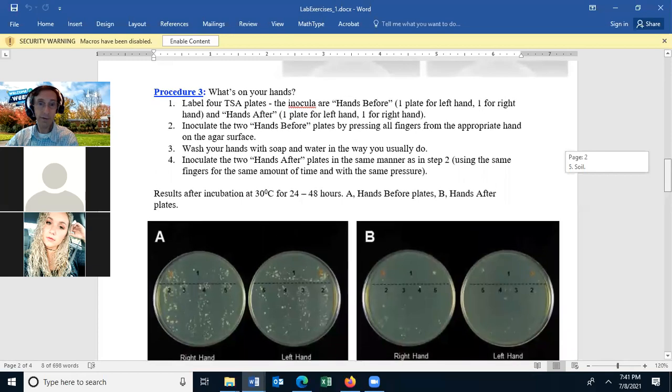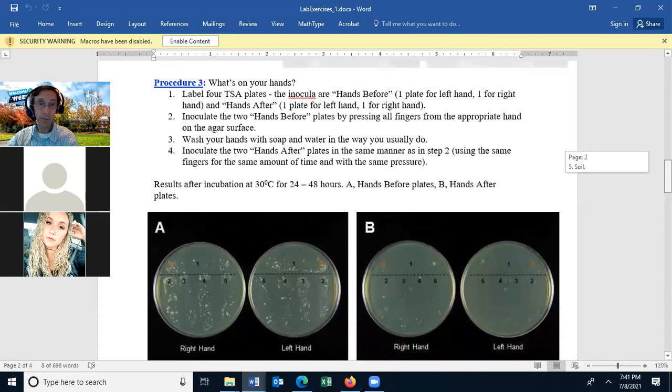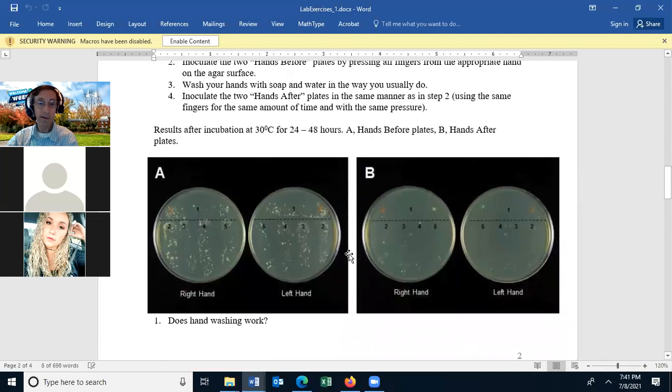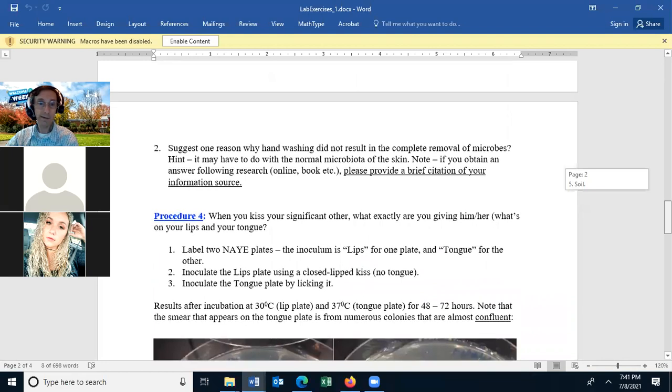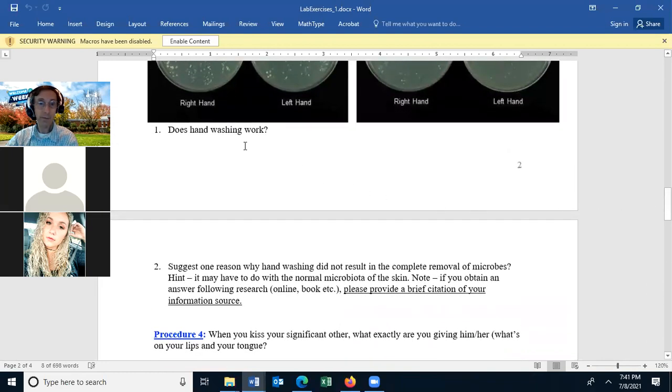And then do procedure 3. We're looking at what's on your hands, and you're washing your hands with soap and water. This is the hands before washing them, and this is the left hand after you wash them. And then answer the questions. Does hand washing work? And then suggest one reason why hand washing did not result in complete removal of microbes. And there's a hint there you can read.